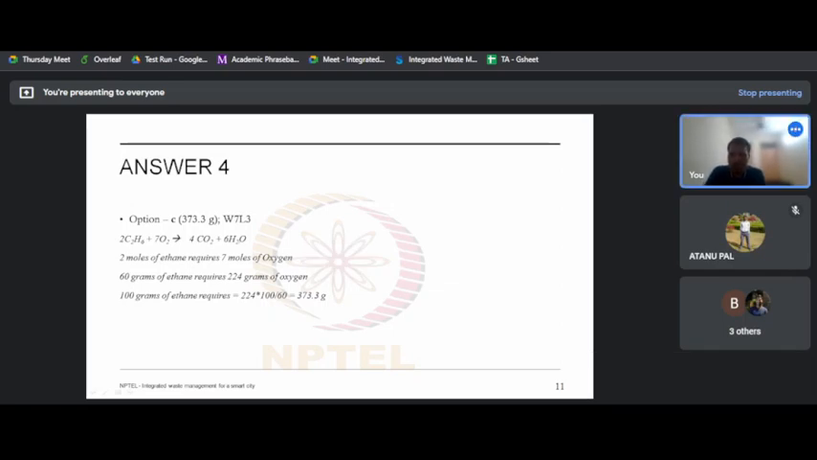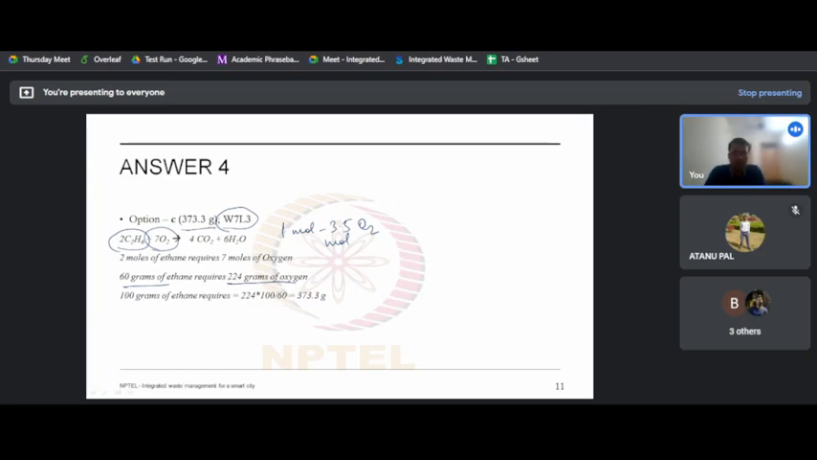So students can refer to the third lecture of this week. The answer was option C, 373 grams. So here we have the balanced equation. So you can see here, for 2 moles of ethane, we require 7 moles of oxygen. So for 1 mole, we will need 3.5 moles of oxygen. So 2 moles require 7 moles. So 60 grams, we'll need 224 grams. So we can accordingly find using the unitary method.